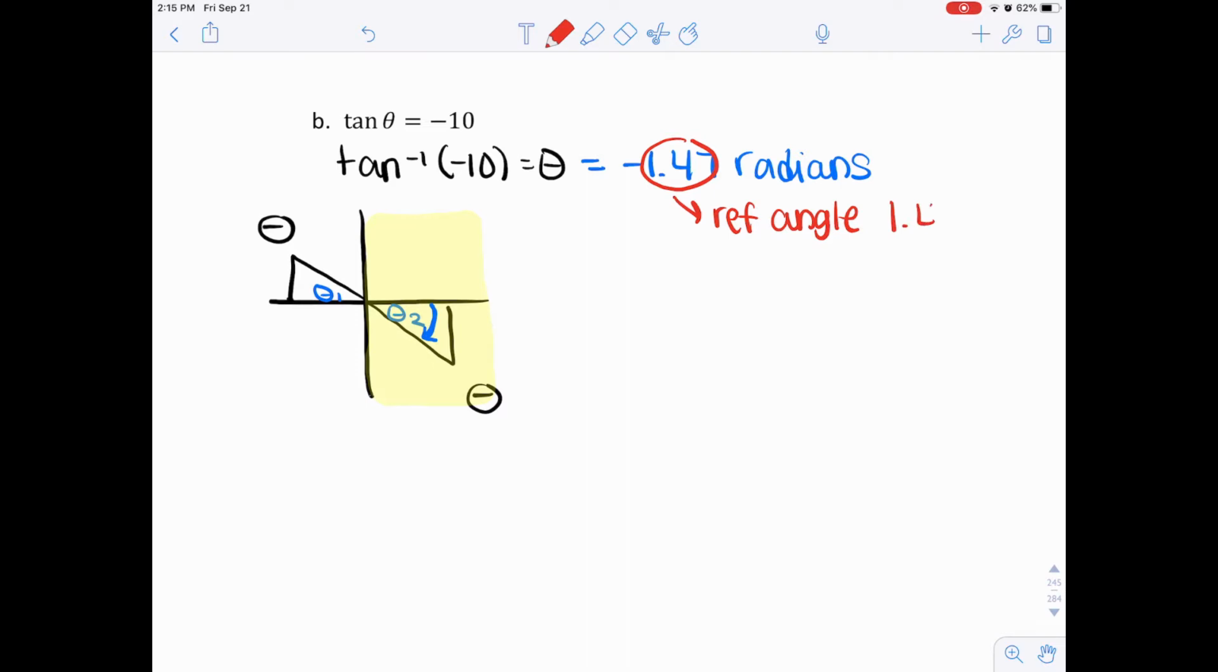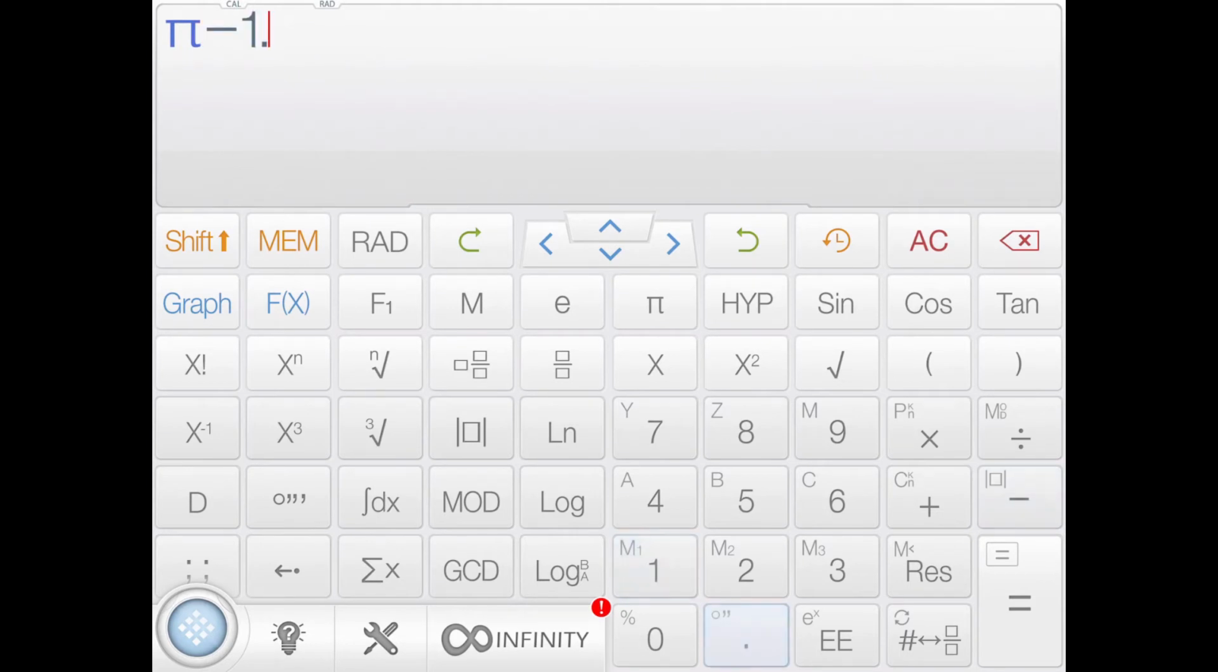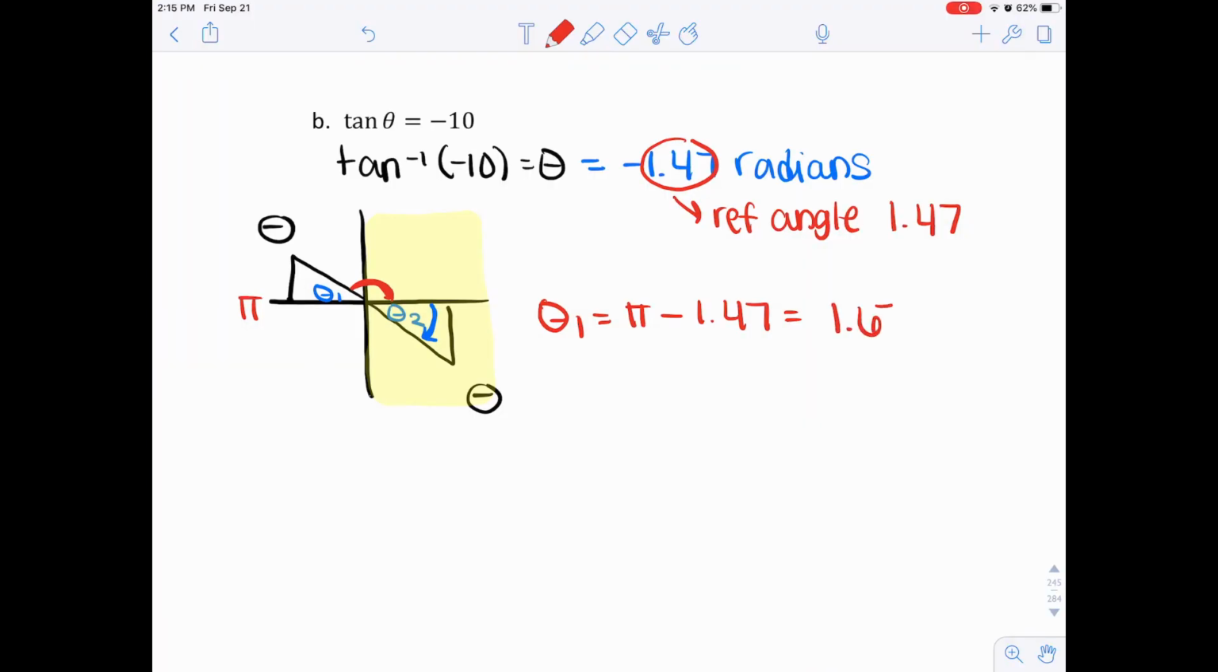While we have found a solution, we need to find the answers on the interval from 0 to 2 pi, which means we need the two positive answers. So we can use this reference angle to find the two positive angles. To find the first angle, we would do pi minus 1.47. And to find the second angle, we would do 2 pi minus 1.47.